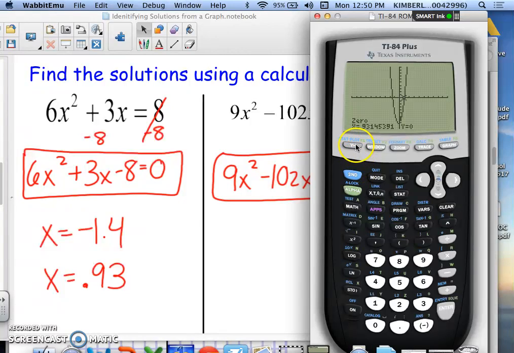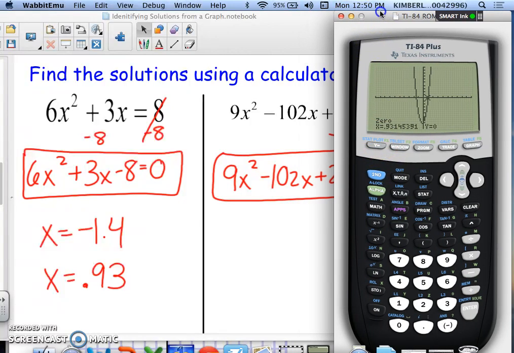This will always work, and it's a great skill that you can use on your ACT, on your EOC, on anything like that. Okay. Biggest thing is second trace. Will get you to find this 0 right here.